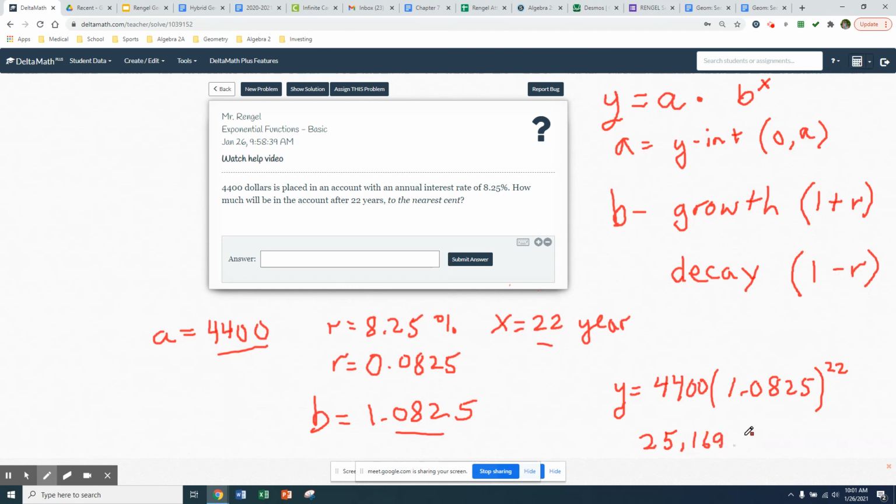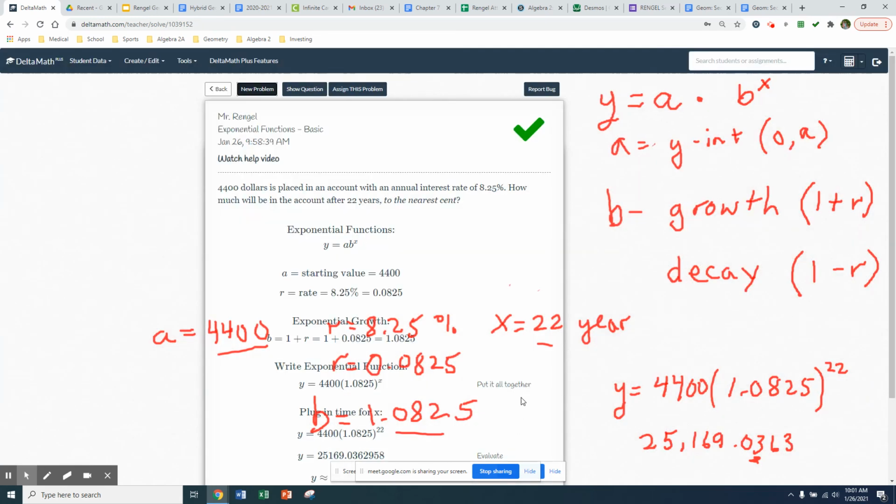And then it goes 0.0363. Anytime we're dealing with money, we're going to round to the nearest cent. So since it's a 6 after that, we're going to go up to 4 cents. So my final answer should be $25,169.04, because that 3 cents has a 6 after it. It's going to round up to 4. And then we hit enter. And there will be our rundown of what we just actually did.